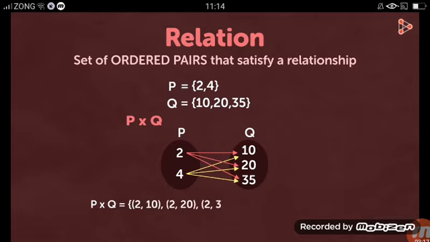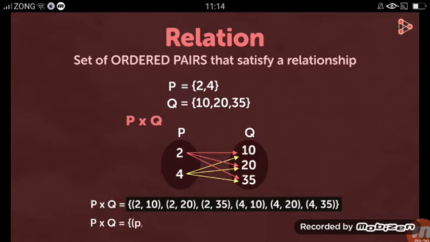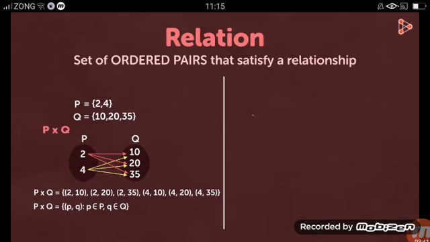So P cross Q is a set of the following ordered pairs. It's 2 paired with each of these 3 and then 4 paired with each of these 3. We get 6 ordered pairs of the form (p, q), where every p belongs to set P and every q belongs to set Q. That's how it can be written in the set builder form. Now let's introduce a relation R. Relation R gives us a set of all ordered pairs that satisfy a relation. It could be any relation.